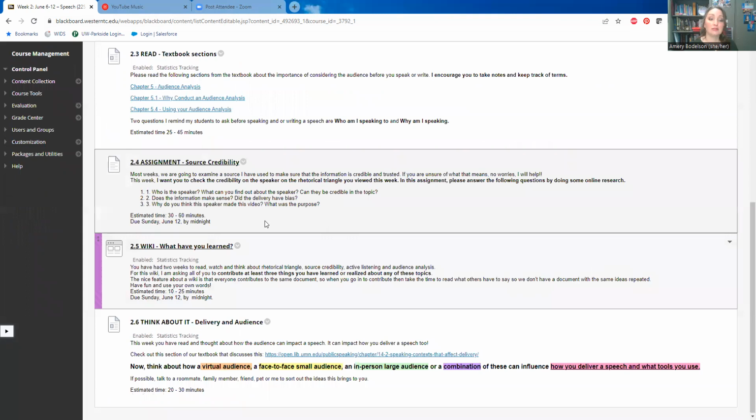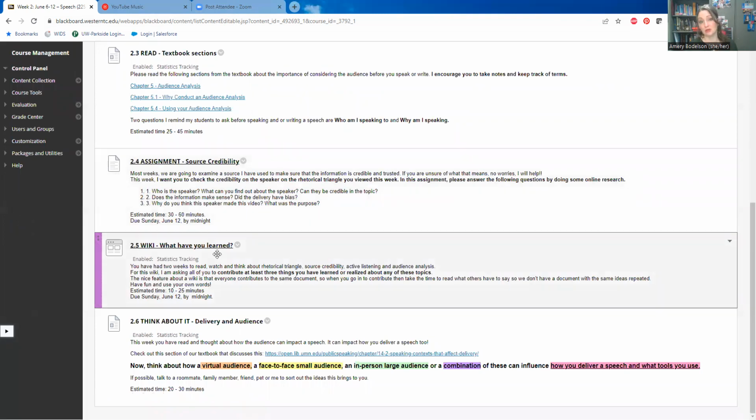And then for 2.5, I'm asking you to contribute to a wiki. A wiki, just like Wikipedia, is a public source document. All of you will be contributing some takeaways that you've had in the first couple of weeks. The nice thing about a wiki is that we can see everybody's responses. So it's somewhat informal, just brainstorming and gathering of ideas for all of you.